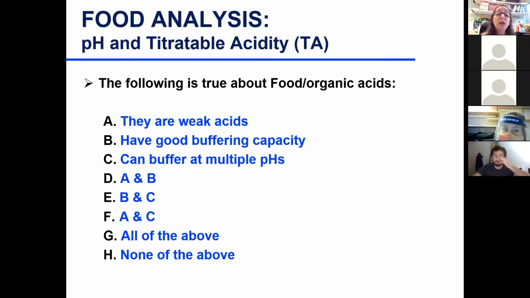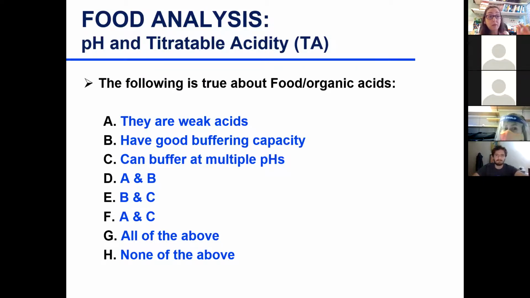Kat, you're close. They have multiple carboxyl groups. For example, citric acid has three carboxyl groups. Carboxyl groups are the COOH. So if you have more than one carboxyl group, that means you have three different pKa's, or constants of dissociation. pKa is the negative log of the constant of dissociation.